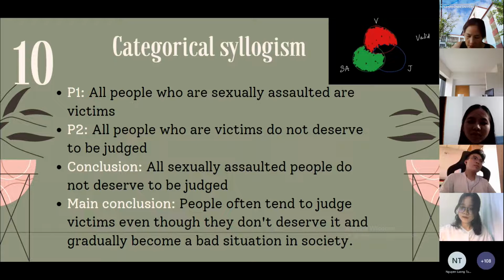Okay, and also there's a mistake in the causal argument. If you notice, please go up to the causal arguments.